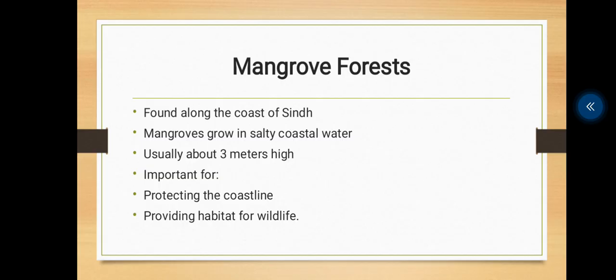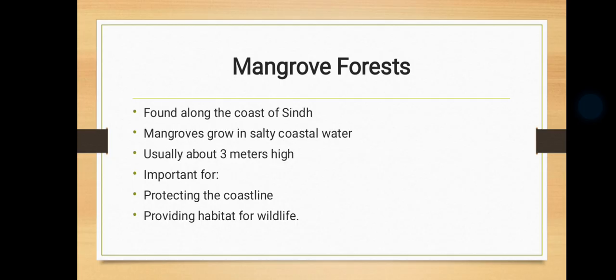Mangrove forests are a very special type of vegetation found along the coastal areas of Sindh. These forests grow in salty sea water, especially in the muddy areas near river mouths. Mangrove trees are usually about 3 meters high and have special roots that help them survive in salty and waterlogged soil.